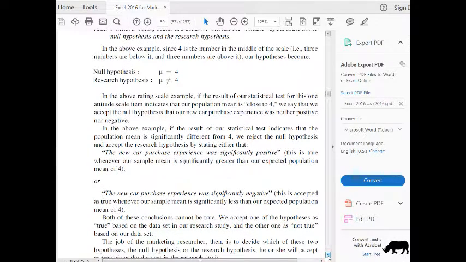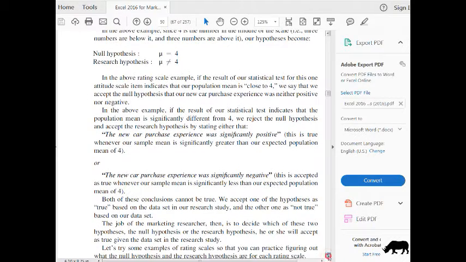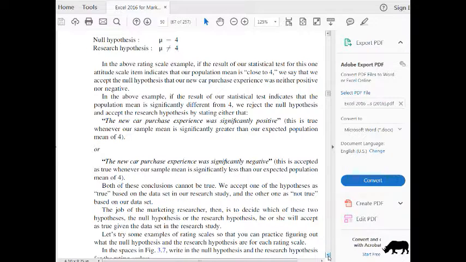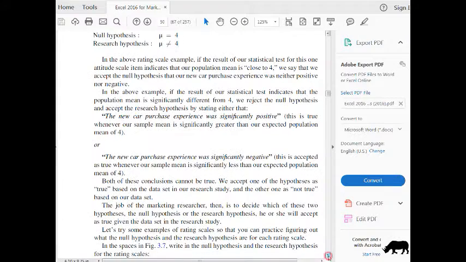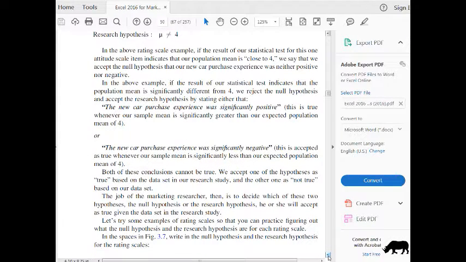Both of these conclusions can't be true. We accept one of the hypotheses as true based on the data set in our research study, and the other one is not true based on our data set. The job of the marketing researcher then is to decide which of these two hypotheses, the null hypothesis or the research hypothesis, he or she will accept as true given the data set in the research study. Let's try some examples of rating scales so that you can practice figuring out what the null hypothesis and the research hypothesis are for each rating scale.